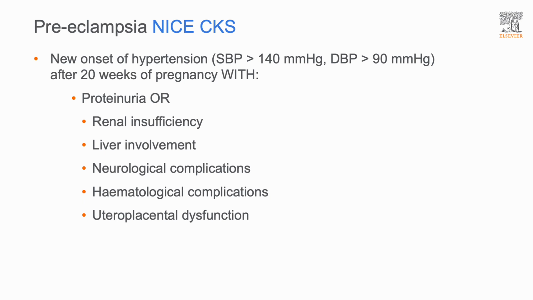hematological complications such as thrombocytopenia, so low platelet counts, DIC or evidence of hemolysis, and any uteroplacental dysfunction such as fetal growth restriction, abnormal umbilical artery Doppler waveform analysis, or stillbirth. It's important to be aware of these additional diagnostic criteria for preeclampsia, as most people generally discuss hypertension and proteinuria, but proteinuria can actually be absent in this condition.